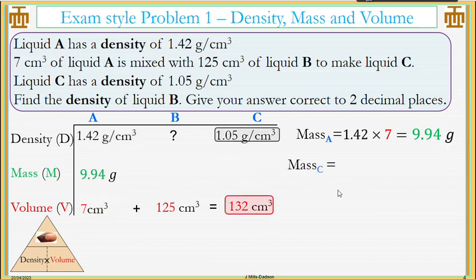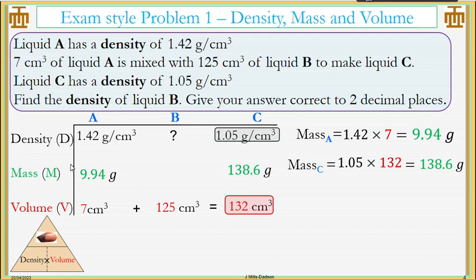So we just work out the mass of C. It tells you that density times volume, exactly what we've done here. That also gives us 138.6 grams. Okay, you know that from the volume, we mix the two volumes A and B to get a total of C. And therefore, the masses must also be added. A and B should add up to make C.